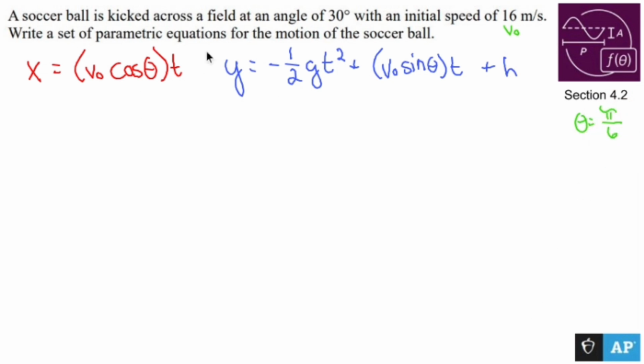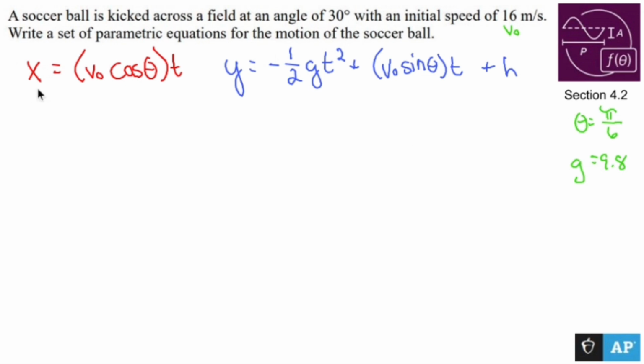Like so. What else? The g that we're going to use. Now, there are usually two g's that we're going to use. One for feet, one for meters. If you're dealing with meters, the g that you're going to use is 9.8. If it was feet, it would be 32. But since this is meters, 9.8.